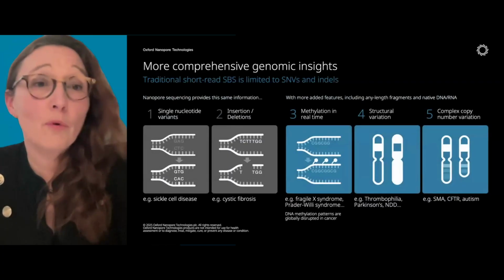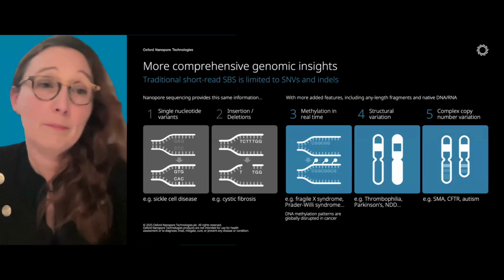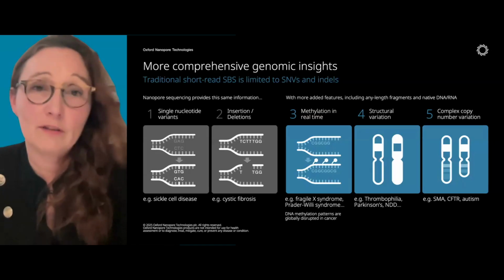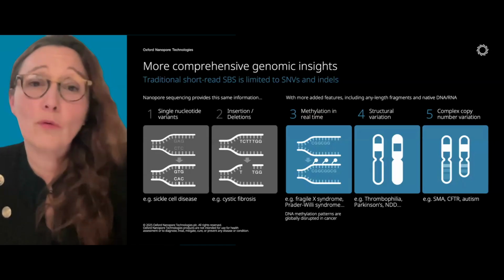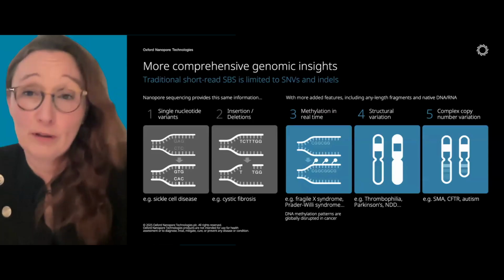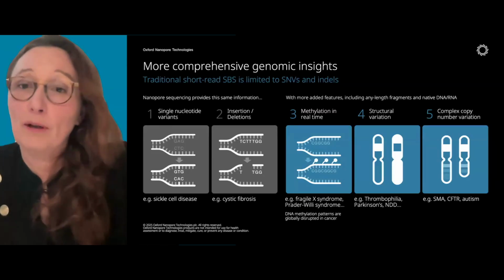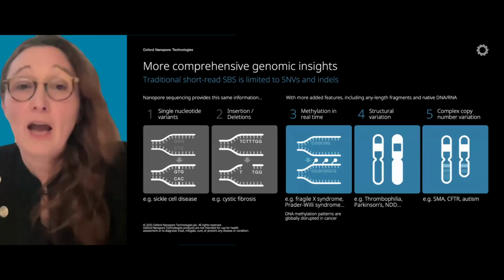So in short, with Oxford Nanopore sequencing, you will have the same information that you would have with short read. Single nucleotide variant, and of course, insertion and deletion. But you will also have a lot more information, including structural variation, copy number variation, and complex structural rearrangement, and of course, not to forget methylation.